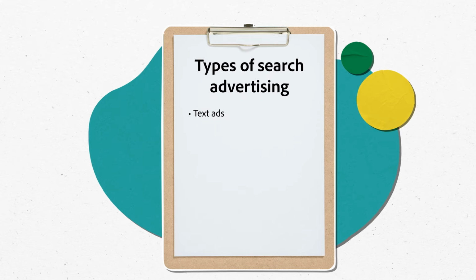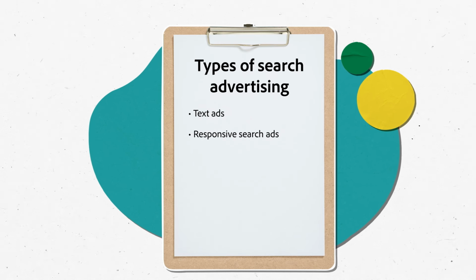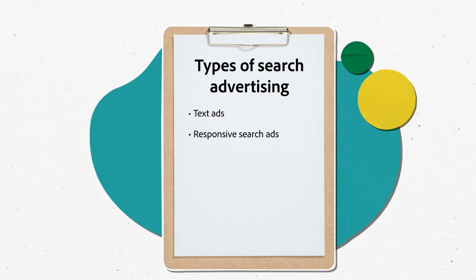Types of search ads. Search ads aren't one size fits all. Here are a few types to consider. Text ads, the most common type, including headline, description, and URL. Responsive search ads. These automatically test different combinations of headlines and descriptions to find what works best.